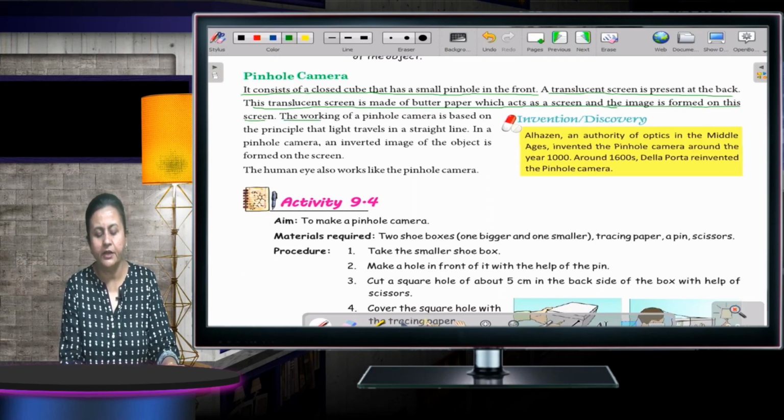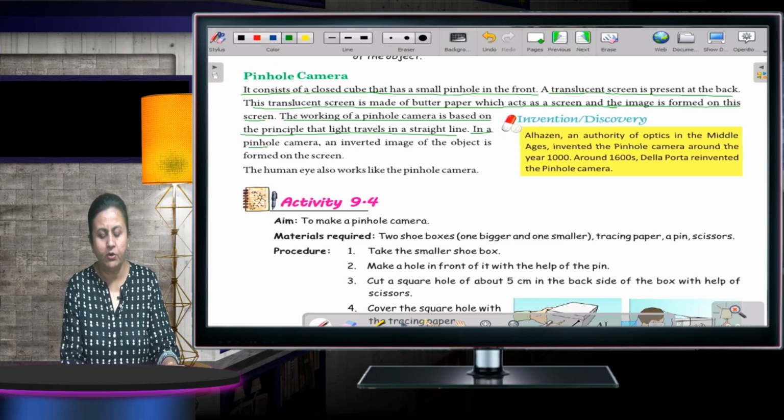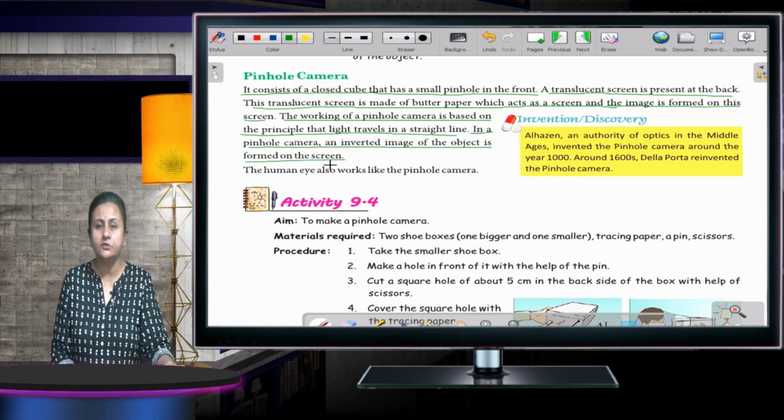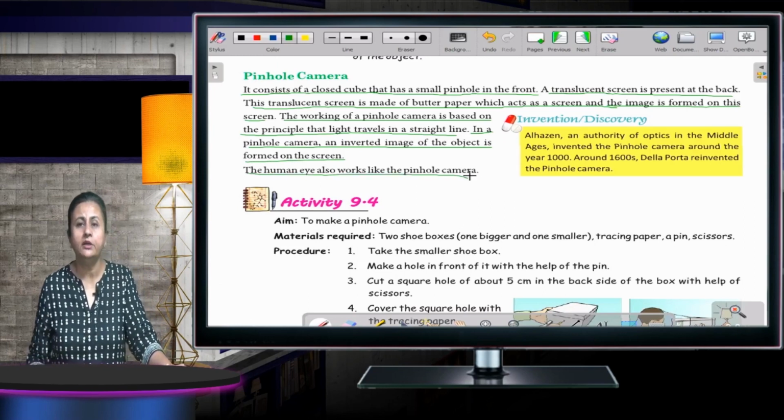The working of a pinhole camera is based on the principle that light travels in a straight line. In a pinhole camera, an inverted image of the object is formed on the screen. The human eye also works like the pinhole camera.